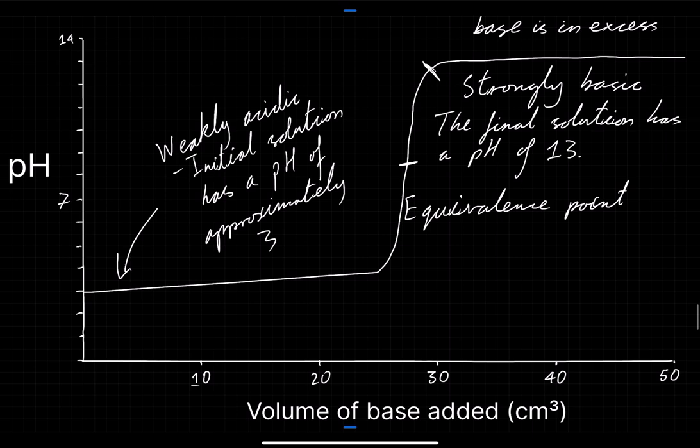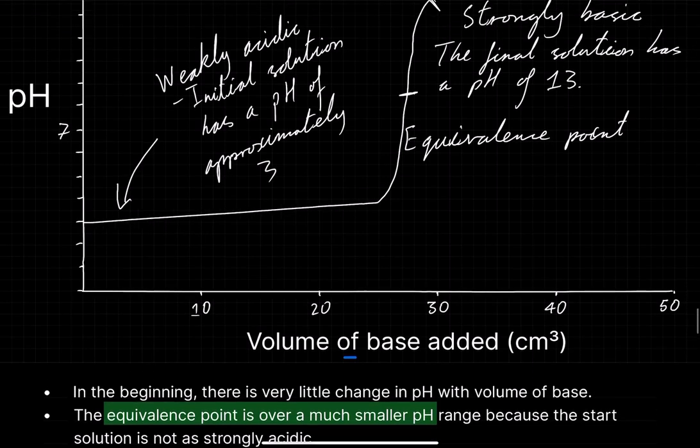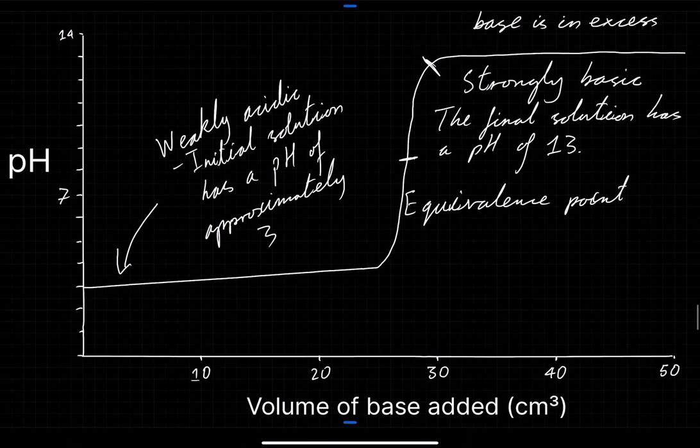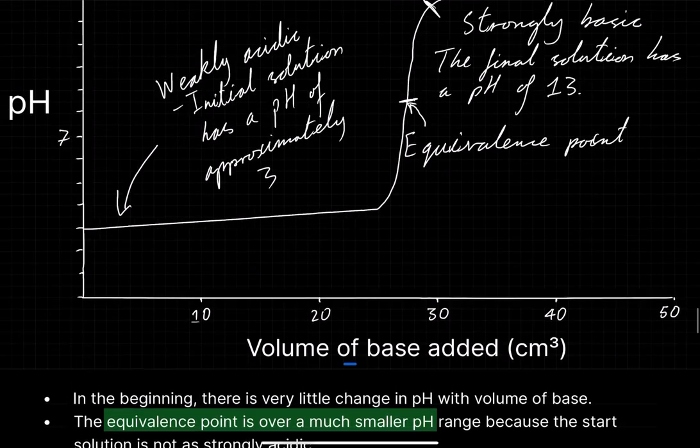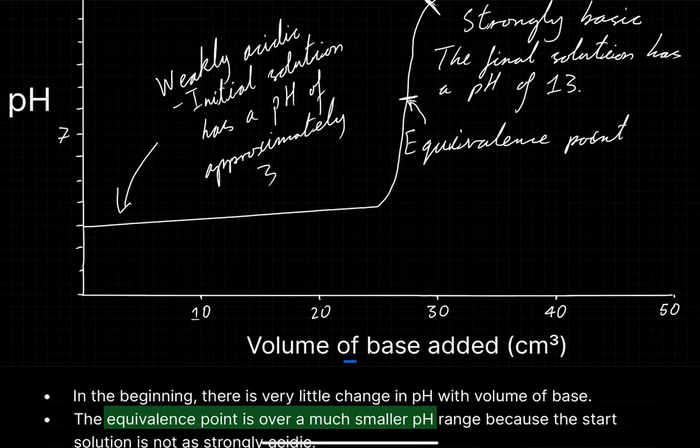Hopefully you get on to the base being in excess. The base in the burette is the one in excess, and that's the equivalence point there. The base is the one in excess. That's the one we can have a constant amount of, but the one that's going to get used up is the acid, because we have less of that.